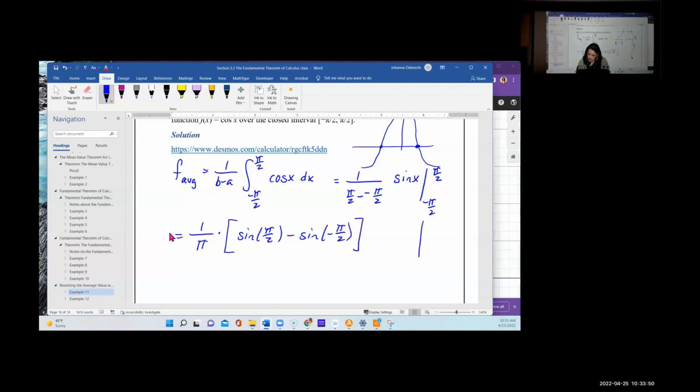Now remember that sine is the y value, and pi over 2 is up here, and negative pi over 2 is down here. And the y value in those locations are 1 and negative 1 respectively. So that gives me 1 over pi times the quantity 1 minus a negative 1. That gives me a double negative, which makes it 2 over pi. Now, 2 over pi turns out to be about, let's see, 2 divided by pi is about 0.637.